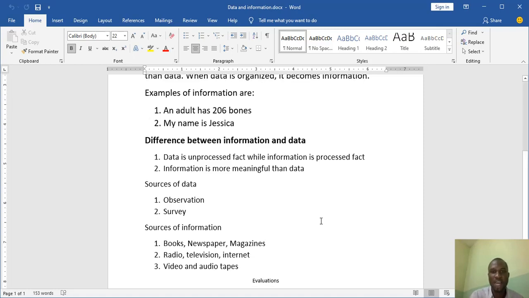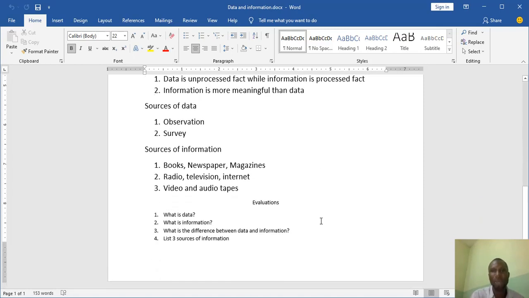Now, I'm going to look at this evaluation with us so that we'll do it together. What is data? Remember, I said data is unprocessed fact. Don't forget that. Then it says here, what is information? Information is processed fact. Information is processed, data is unprocessed. We get information from data.